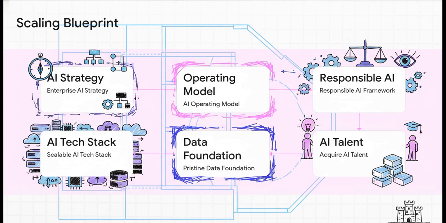You need an enterprise AI strategy that is deeply tied to business goals. You need a dedicated AI operating model. You must have a responsible AI framework to handle things like data bias. You have to train and acquire specialized AI talent. You desperately need a pristine data foundation. And finally, you need a highly scalable AI tech stack. If even one of these 6 pillars is weak, your whole scaling effort is going to collapse.